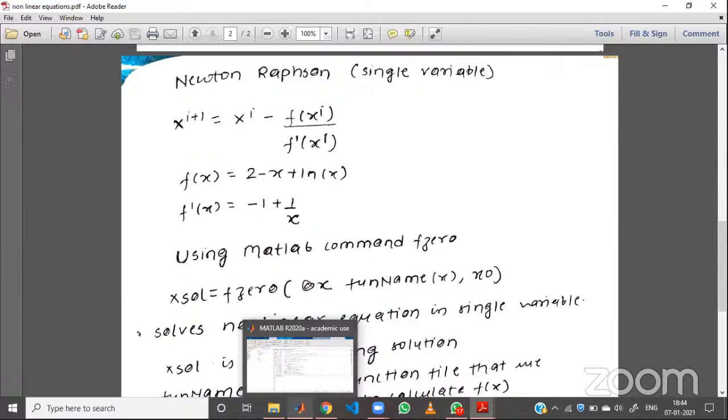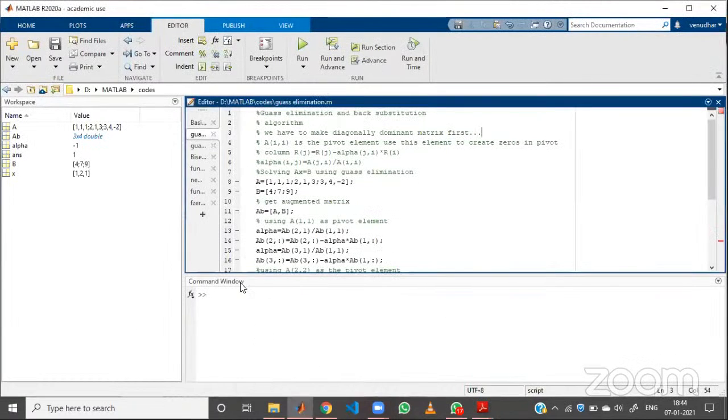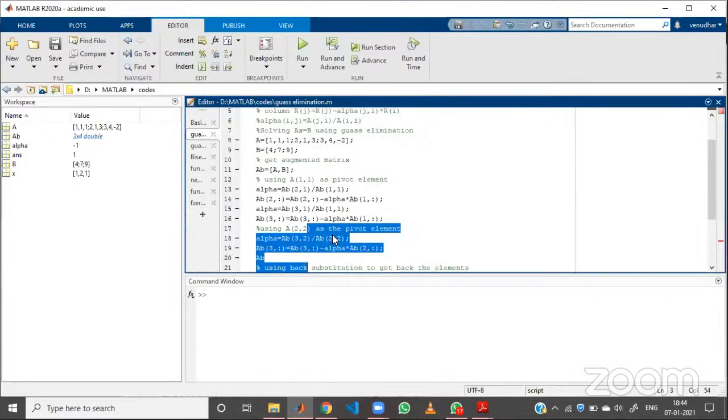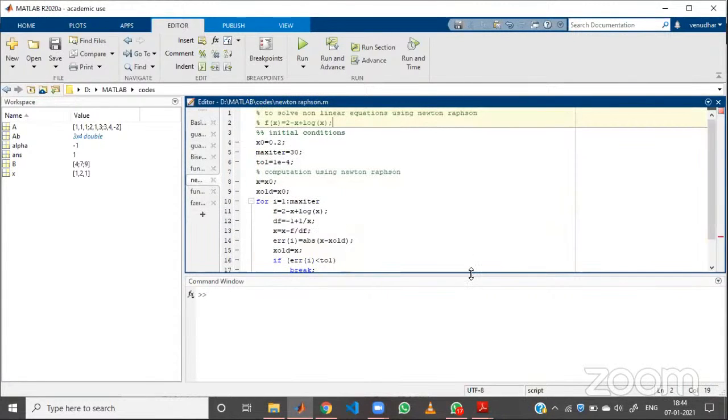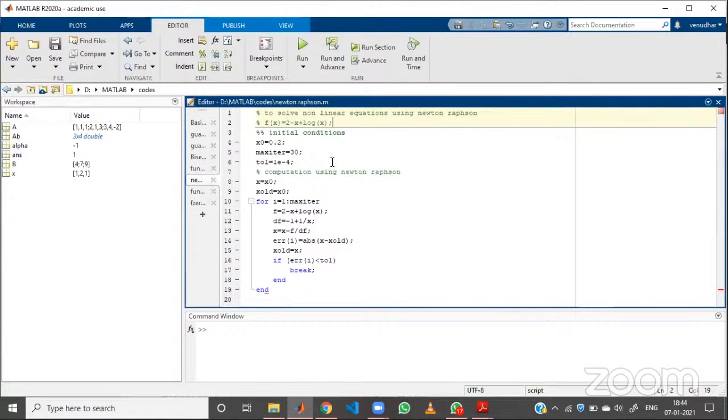How do we do this? Let me just show you. Newton-Raphson, to solve a nonlinear equation using the Newton-Raphson method. I have already written the code. Just see the code. I'll explain the code step by step, and if you find difficulty in anything in the code, please ask. I will also explain the code.